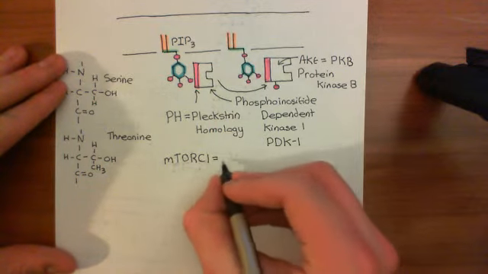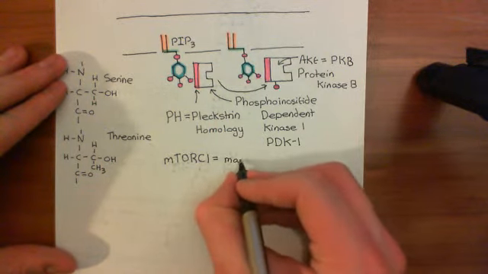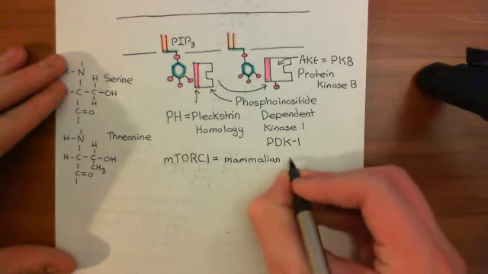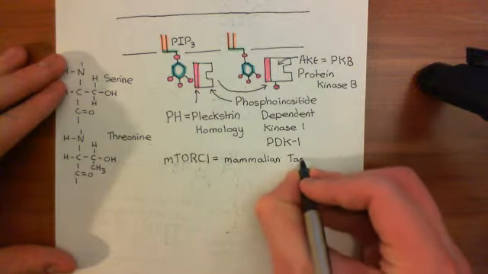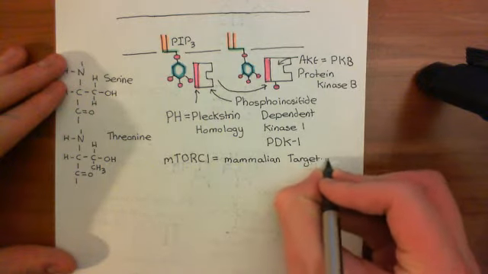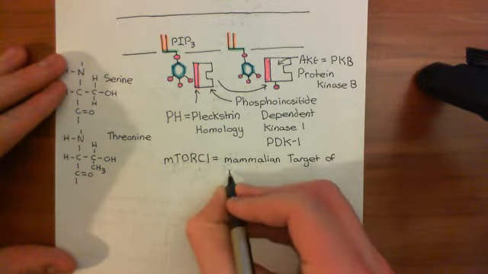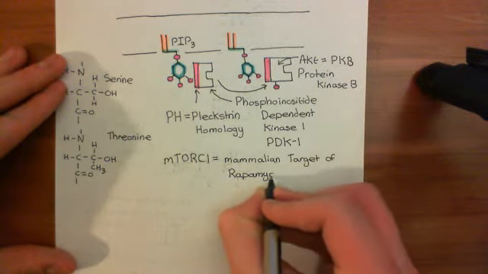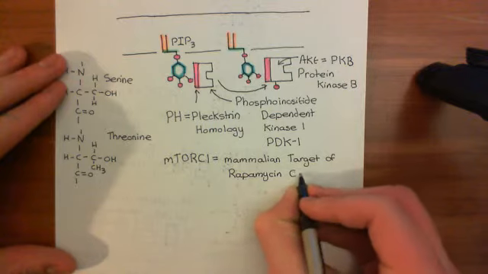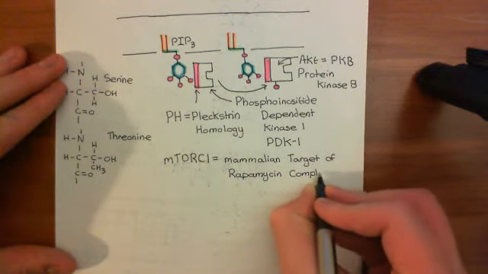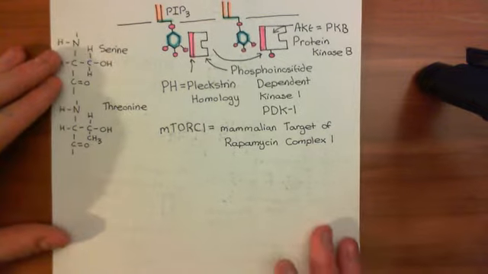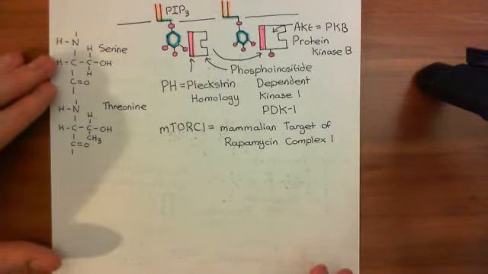Okay, so mTORC1 stands for, this is a long name, the little m is for mammalian, the capital T is for target, the O is for of, the R is for rapamycin, so the mammalian target of rapamycin, and then the C is for complex, and then of course 1 is just for 1. So we are discussing the mammalian target of rapamycin complex 1.